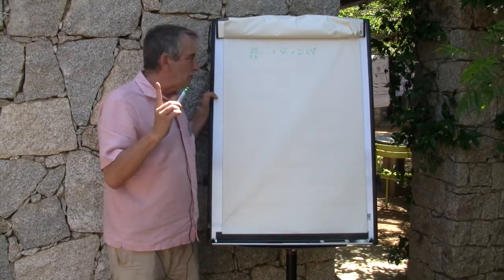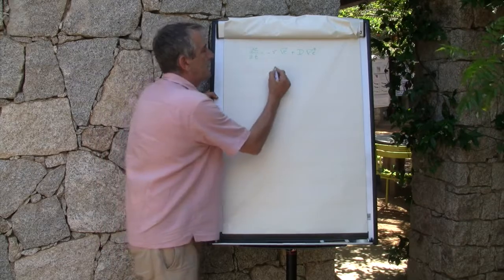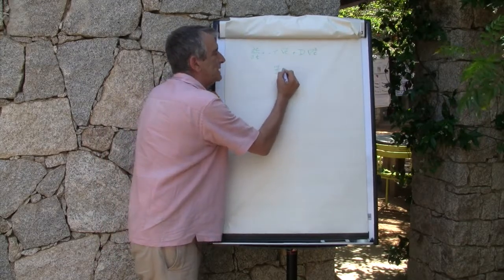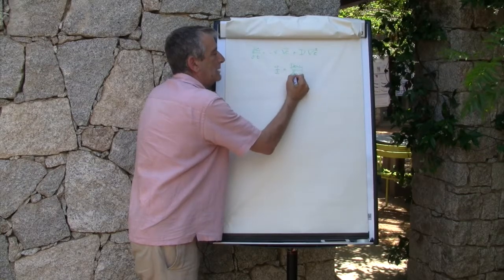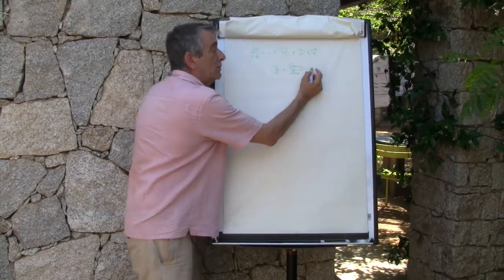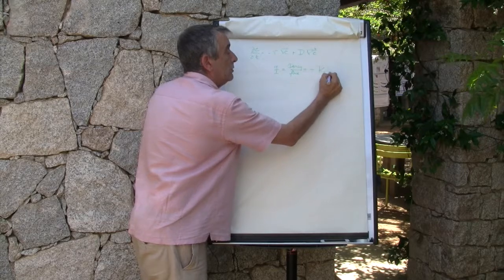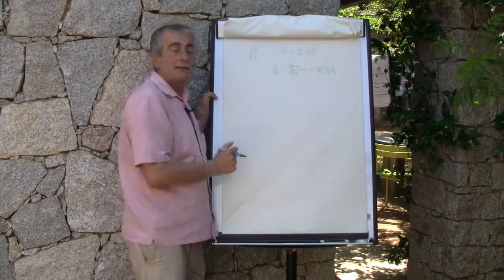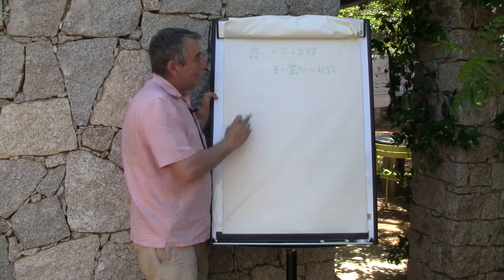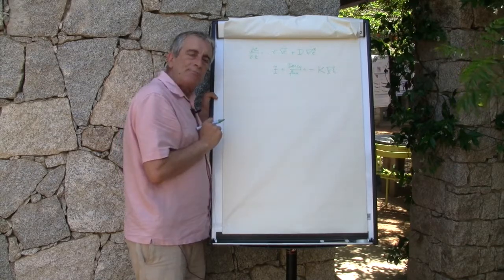In practical hydrogeology, what we know is Q, the Darcy flux, which we write as minus K grad H. This is what hydrogeologists work with, Darcy's flux, which is not the same as velocity.